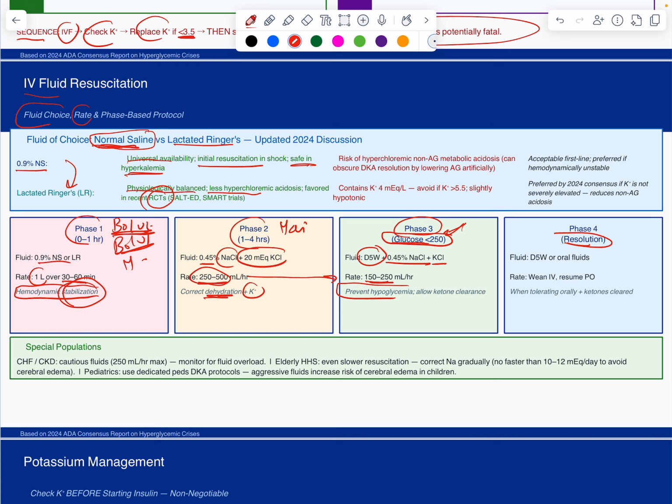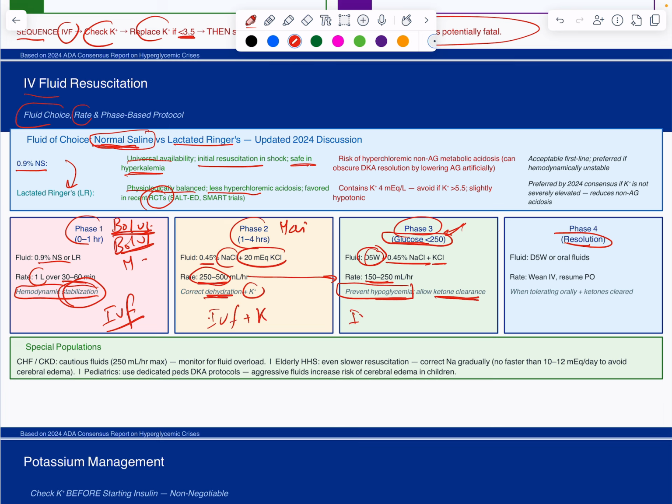Try to avoid hypoglycemia because it's a bad prognostic marker in DKA and HHS. So we're trying to avoid hypoglycemia. That's why we added the D5W, but also keep the flow going because we want to clear the ketones. So here it was mainly IV fluid bolus just for maintenance. Here we are treating the dehydration and we're giving some potassium, so IV fluid plus potassium.